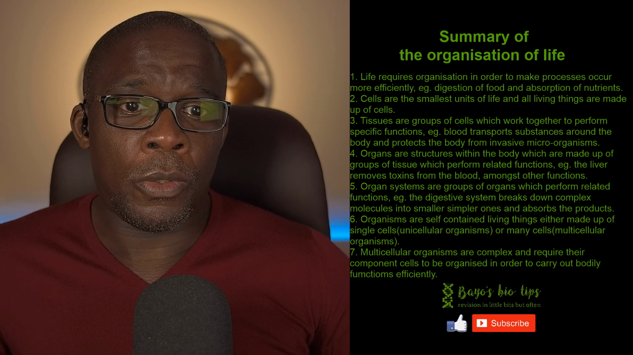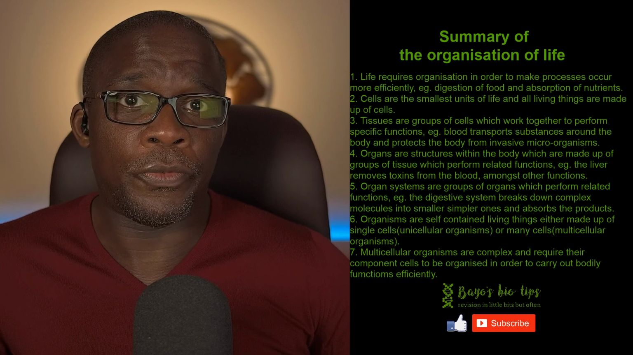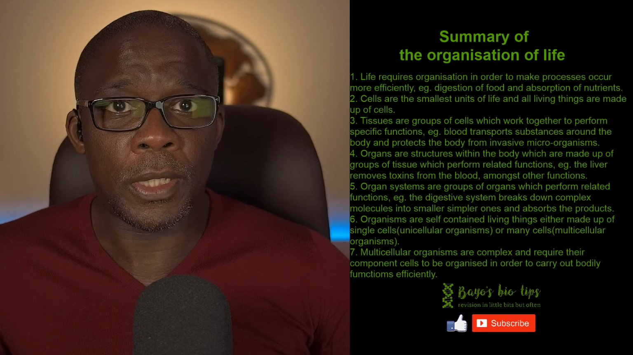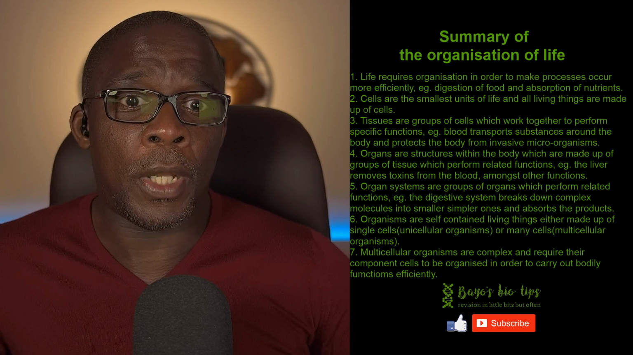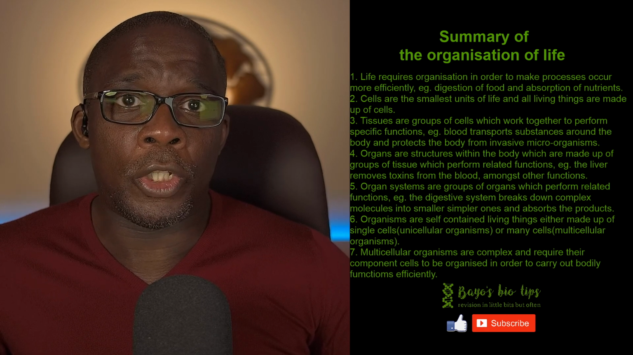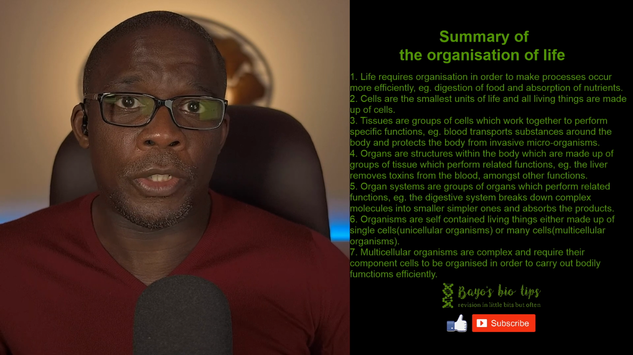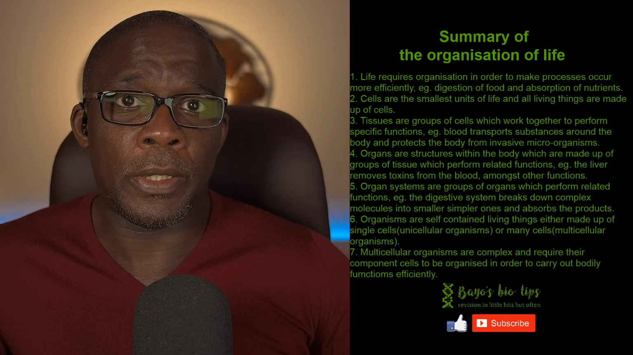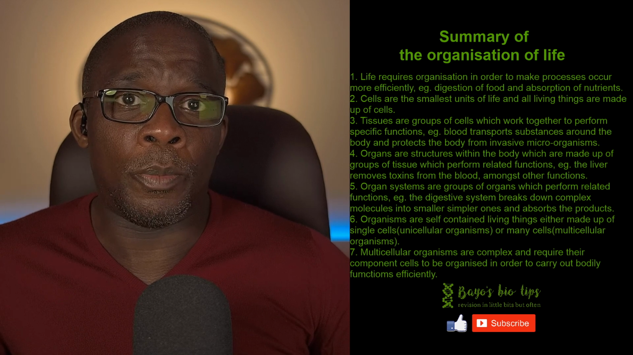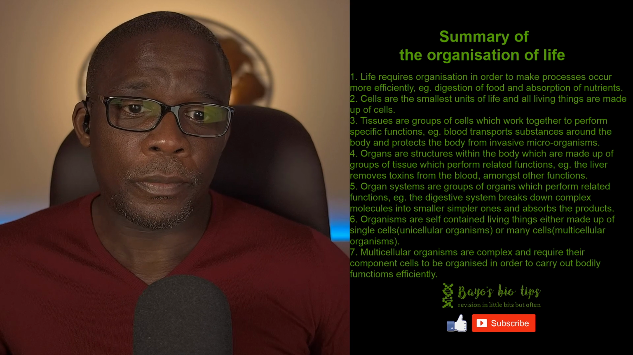And then we went on to tissues. So tissues are groups of cells which perform functions. So for instance, something like blood, which contains blood cells, which are involved in transporting substances around the body, such as oxygen in red blood cells, and it also enables the body to fight off invading pathogens.